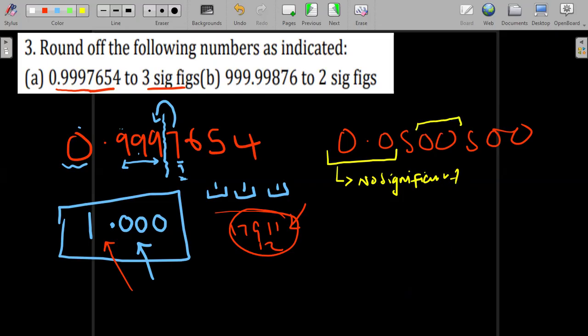Okay, or the captured zeros. So if you have two zeros that are between two non-digits like that, we say these zeros here are always what? Significant. They're always significant.